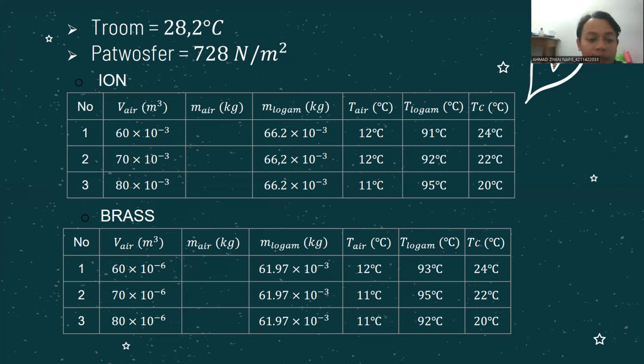Second, volume of water 70 times 10 power of minus 3 and a mass of metal 66.2 times 10 power of minus 3, and temperature of water 12 degrees Celsius and temperature of metal 92 degrees Celsius, so that the temperature of the mixture is 22 degrees Celsius.